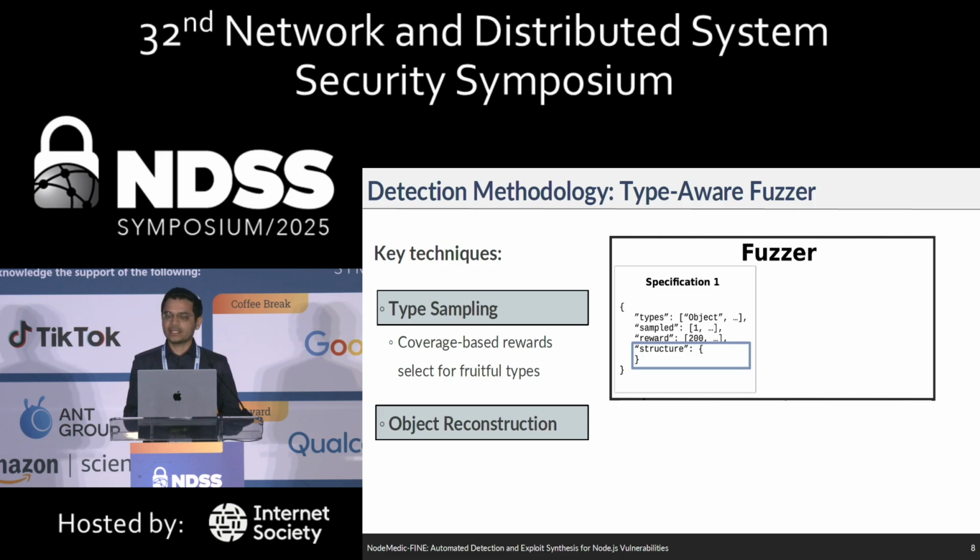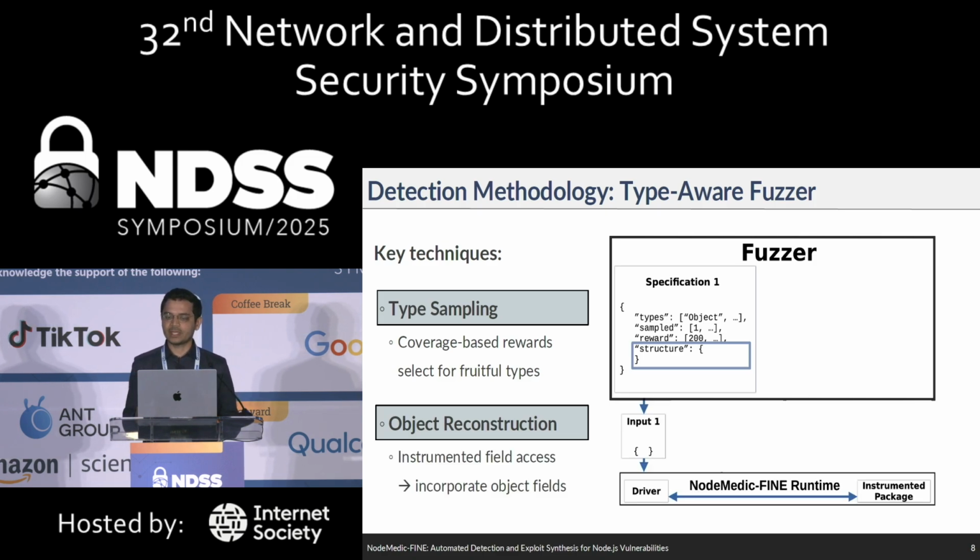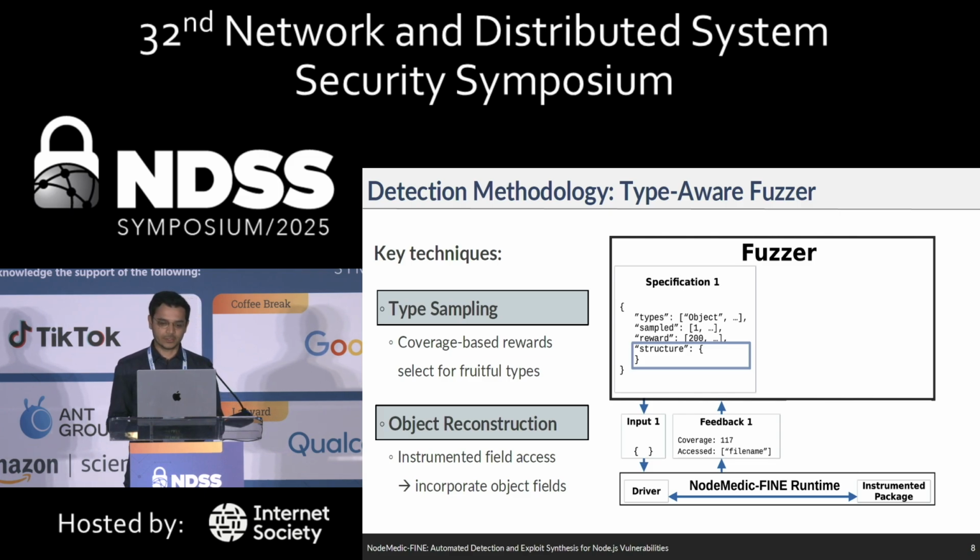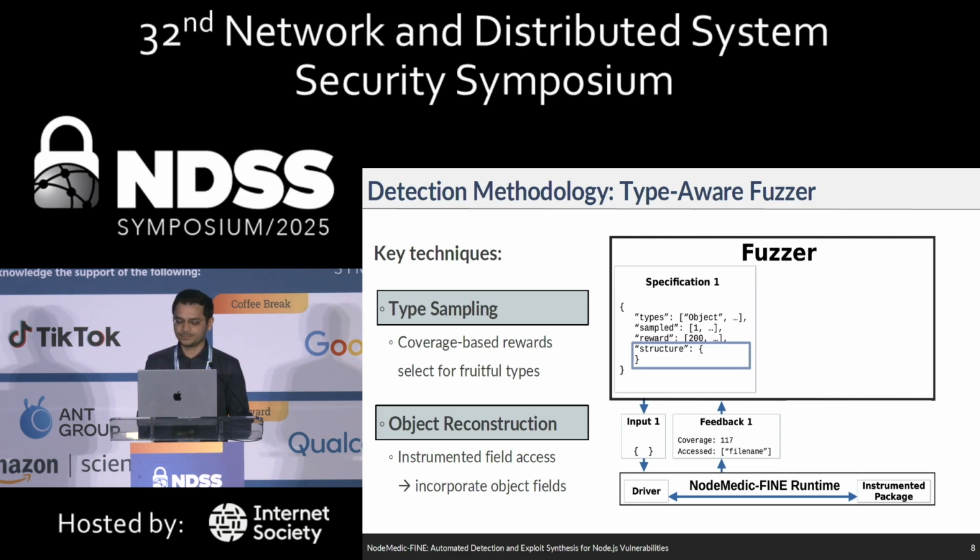The second core technique is object reconstruction. The fuzzer additionally maintains a JavaScript structure specification that keeps track of fields that the package's input object is expected to have. The way that this works is that we've instrumented object field access such that when we execute the package, we get back feedback that both indicates additional lines covered by the type, as well as discovered object fields, here a field called filename.